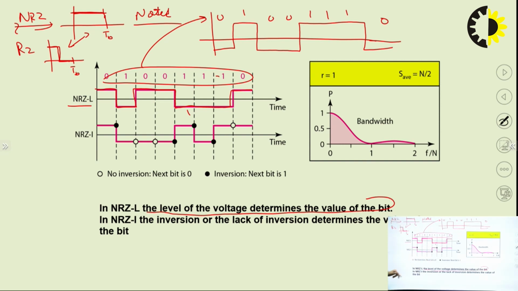Now comes NRZ-I. What is NRZ-I? It is inversion, non-return to zero inversion. The inversion or the lack of inversion determines the value of the bit. Now see here how you will draw this NRZ-I. Here we are taking 0 as plus V. Next bit is 0. If there is a 0, there will be no inversion. It has plus V voltage, it will continue the plus V voltage. If the next bit is 1, we have to do the inversion.